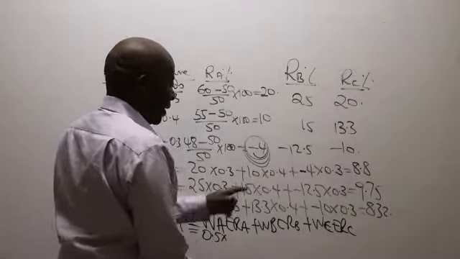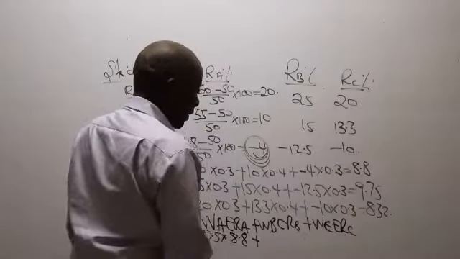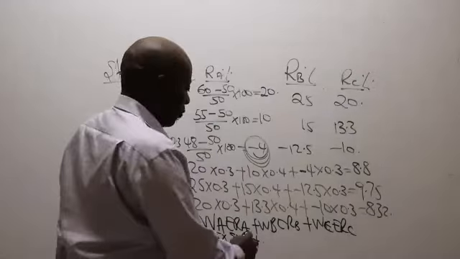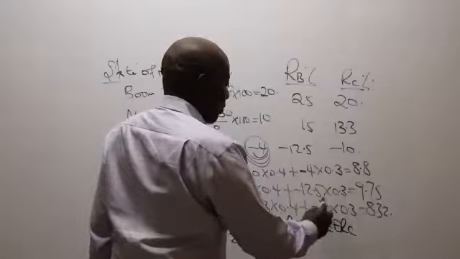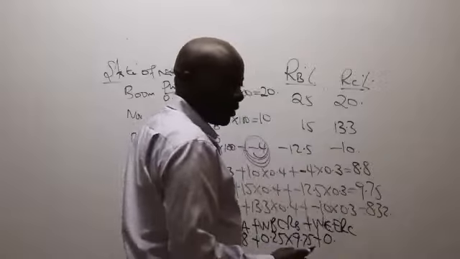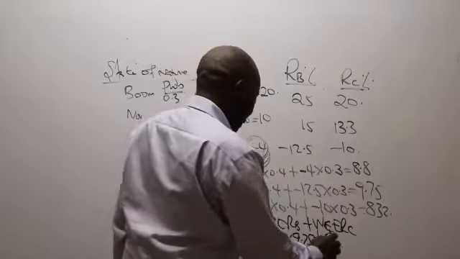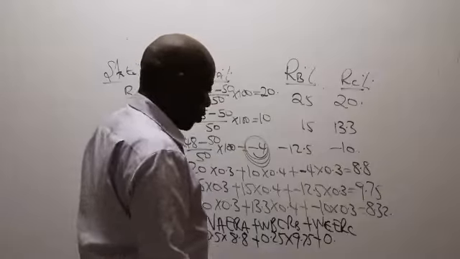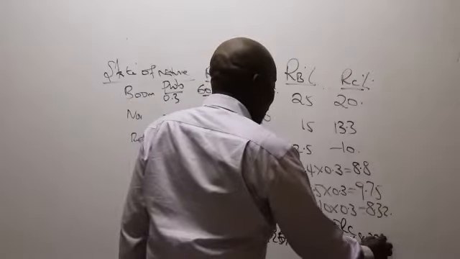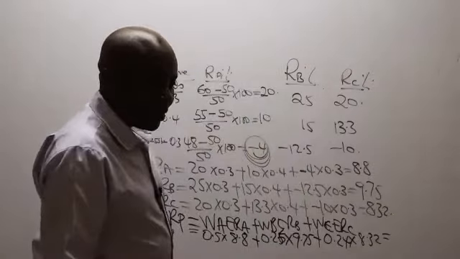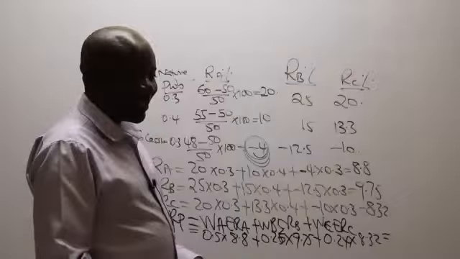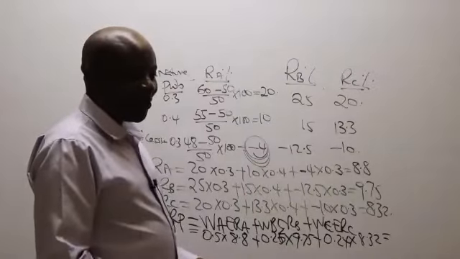Expected return of A, I can see here, is 8.8, plus weight of B, 0.25, times expected return of B, which is 9.75, plus weight of C is 0.24. So this must have been 0.26. So 0.24 times 8.32. Could you kindly give me the expected return of this portfolio?